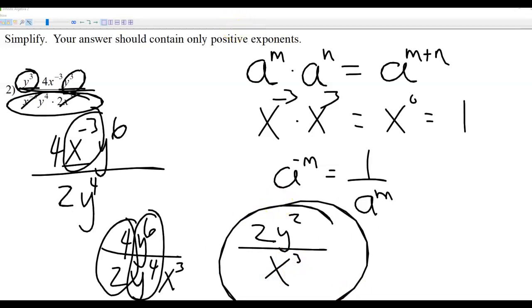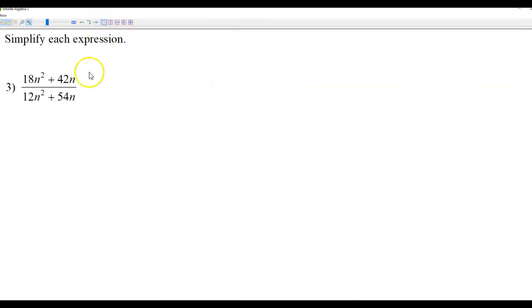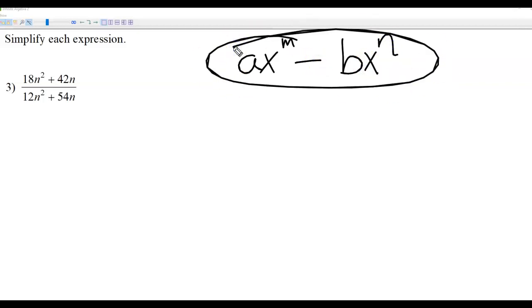All right, so there's that. Let's go ahead and move on to yet another, number 3 here. Now we've switched gears here. Every problem we've looked at so far has been a monomial. But as soon as you take one monomial and another monomial, and you add or subtract them, you end up with a polynomial. In this case, it's a binomial because there's 2 terms.